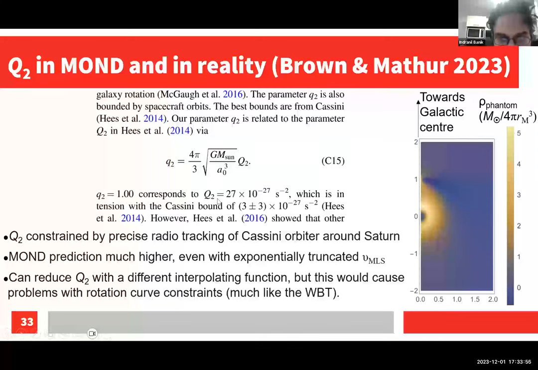So this wasn't really explained in the paper for various reasons. They didn't put it like that. But what they said is something like other interpolating functions can get the Q2 down, which is true. But what has not been shown, and it actually won't happen, by the way, is that you can come up with a different interpolating function which gets a much lower Q2, but also agrees with rotation curves. You won't be able to do these things simultaneously.